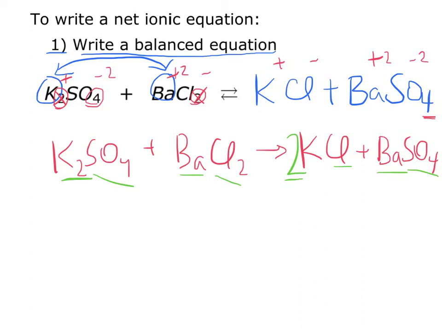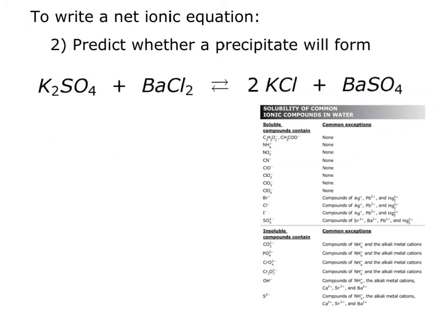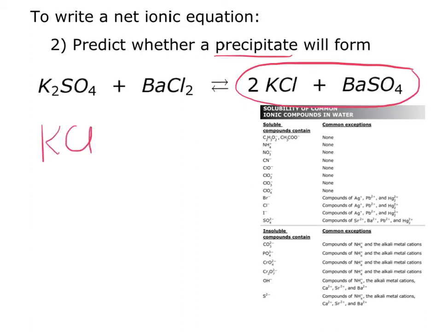Okay, the next step to writing a net ionic equation is to predict whether or not a precipitate will form. We're only going to be looking at the two products and seeing whether they are soluble or insoluble. So let's start with KCl. Okay, remember the solubility rules. You need to start with the anion and look up the anion. There's Cl minus right there. So Cl minus is generally soluble except for compounds of silver, lead, and mercury. Since this is not silver, lead, or mercury, that means this one is soluble.